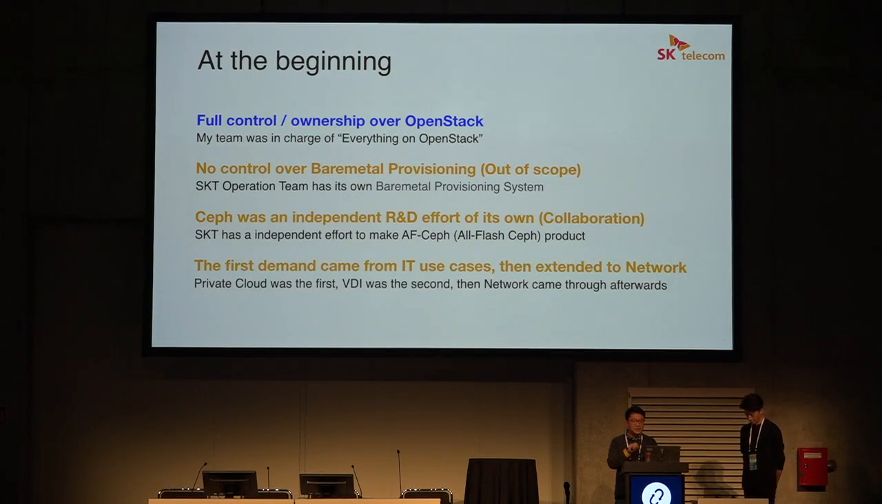Beginning, I mean when we started looking into the possibility of putting OpenStack on Kubernetes in late 2016, we had those constraints. My team was in charge of whatever we wanted to do on OpenStack, so we had full control over OpenStack itself. But we didn't have control over bare metal provisioning, because the operation team has their own way of provisioning bare metal. So it was out of scope for us at the beginning. We just needed to use that.